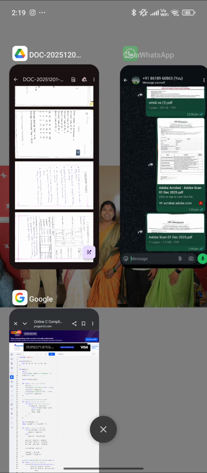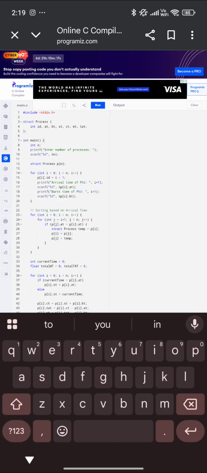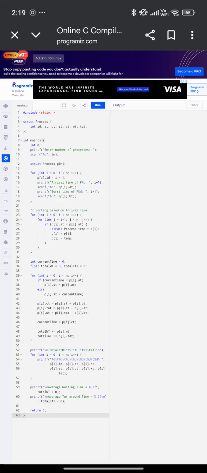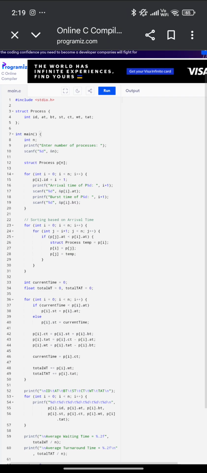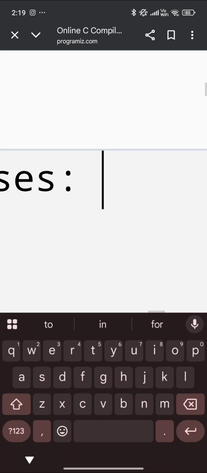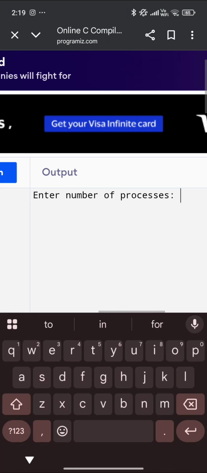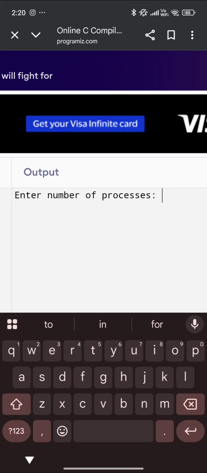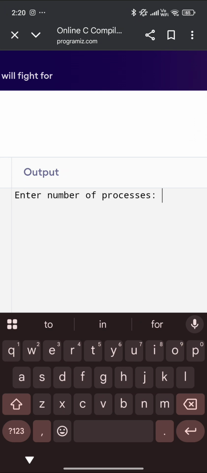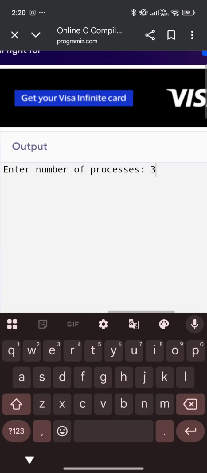Now I'll show the code and the output of it. This is the code of our topic, FCFS scheduling design. And when we run this, it will ask the number of processes, meaning how many processes it should contain. We have to enter it. Let us give 3 here.